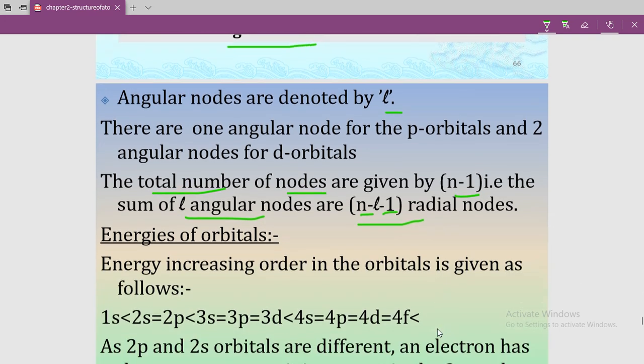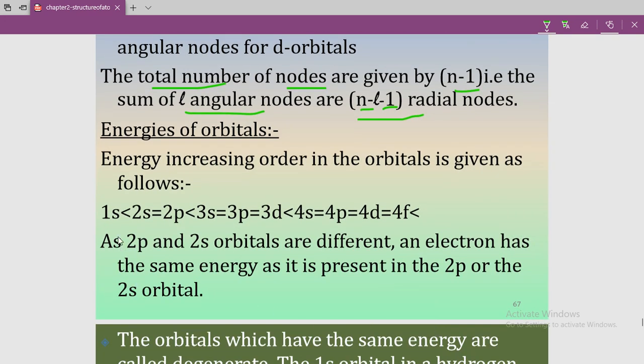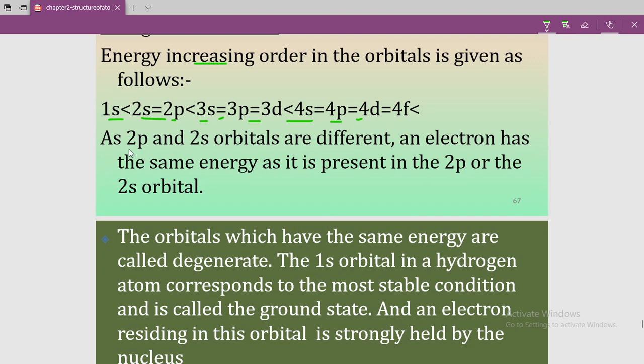Now you can see the energy of orbitals here. For s, p, d, f: 1s is less than 2s, 2s and 2p are equal, then less than 3s, 3s, 3p, 3d are equal, then less than 4s, 4s, 4p, 4d, 4f equal, and so on in increasing order. The 2s and 2p orbitals have the same energy for an electron, whether it is present in 2s or in 2p.